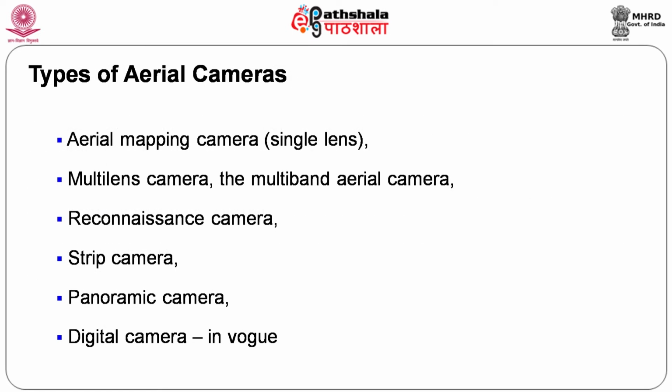Again, types of aerial cameras. We are more interested in aerial cameras, since most of the time we will be using aerial photographs. Aerial cameras may have a single lens, or they may contain multi-lens and multi-band. As in remote sensing, you may also have aerial cameras with multi-band, that is different band data. We have what is called a reconnaissance camera, which is used for reconnaissance survey, especially for dam construction. You know what a dam is, and every dam has an accompanying structure, the reservoir.